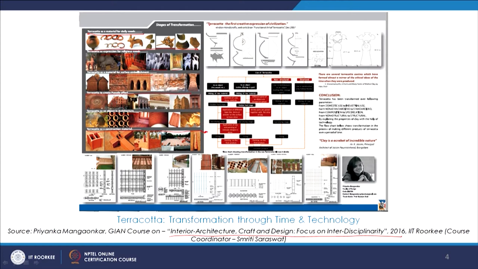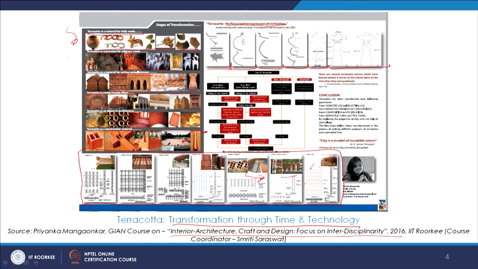Terracotta has been designated as the first creative expression of civilization, and we see different ancient objects, the drawings of which have been put over here. This is the construction detail, the structural part which terracotta has attained now with different kinds of transformations, additions, innovations. Then there is this entire journey from here till here, and this is what we are calling transformation through time and technology.